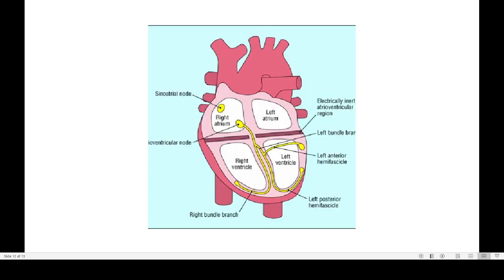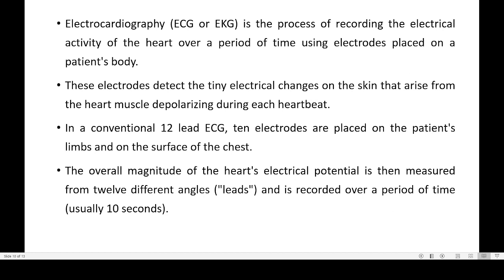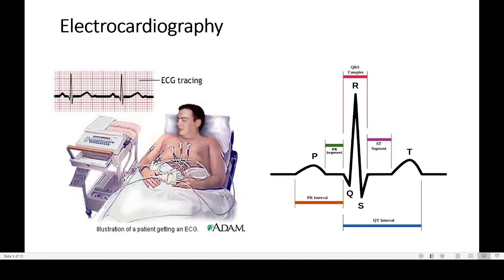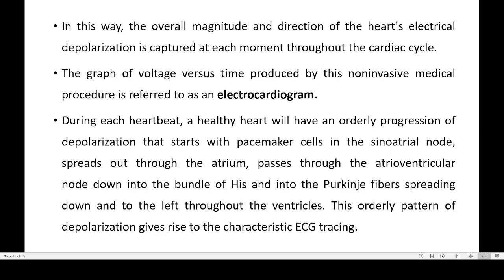So this is an idea regarding how the natural electricity produced by your body can be used to measure and monitor the working of your body as well as the working of your heart. So this is what I can tell you about electrocardiography as well as electrocardiogram. The system is known as electrocardiography, and this written output is known as electrocardiogram.